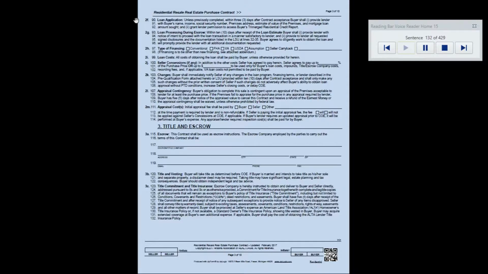And 2. Grant lender permission to access buyer's tri-merged residential credit report. 2G. Loan processing during escrow. Within 10 days after receipt of the loan estimate, buyer shall 1. Provide lender with notice of intent to proceed with the loan transaction in a manner satisfactory to lender. And 2. Provide to lender all requested signed disclosures and the documentation listed in the LSU at lines 32-35. Buyer agrees to diligently work to obtain the loan and will promptly provide the lender with all additional documentation requested.